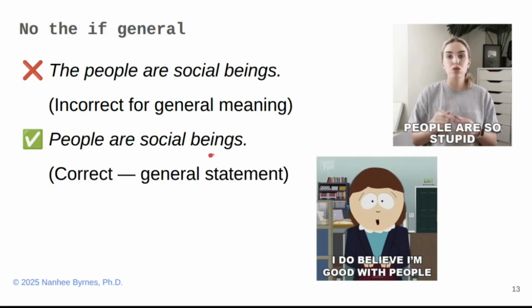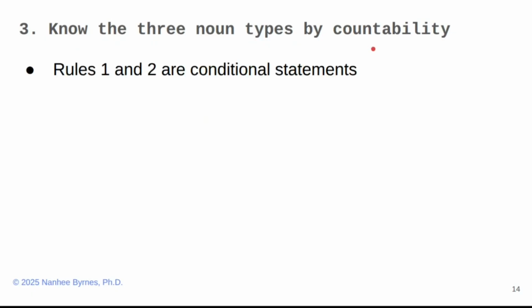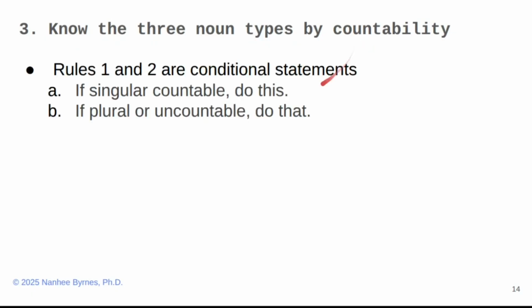Now that we've gone through rules 1 and 2, let's take a moment to step back and see the bigger picture. Both of these rules really hinge on one critical question. Is your noun singular and countable, or is it plural and uncountable? Think of it like a conditional. If the noun is singular and countable, you follow one set of rules. If it's plural or uncountable, you follow another. That means before you can apply rules 1 and 2 correctly, you need to know exactly what type of noun you're working with.